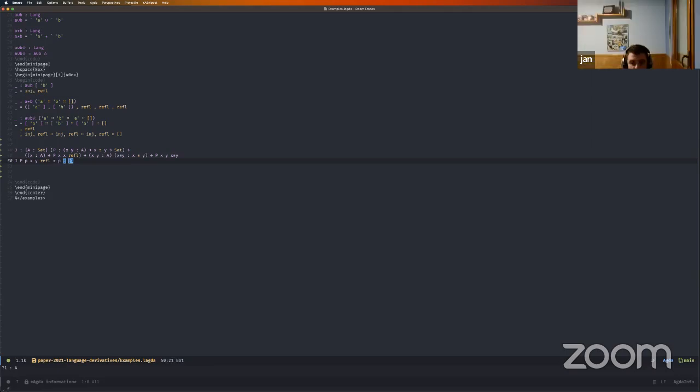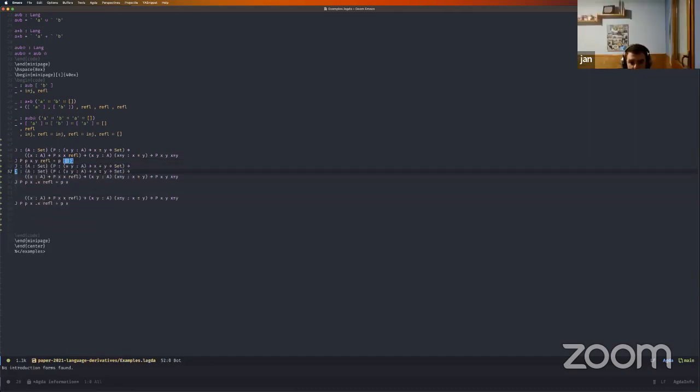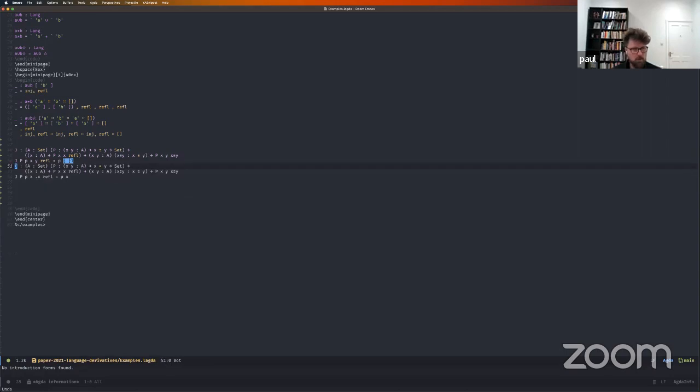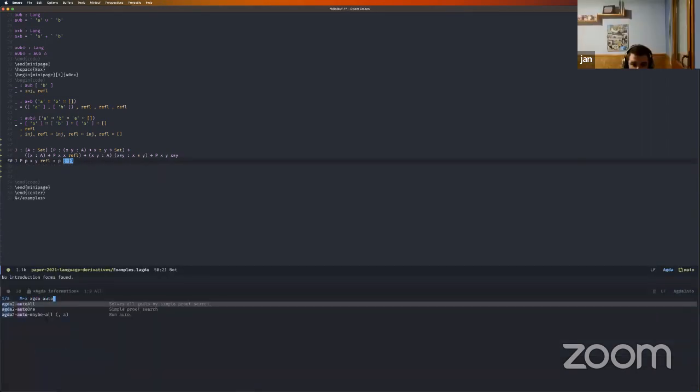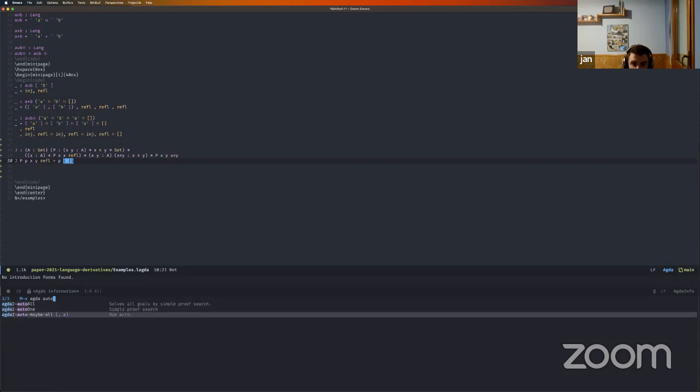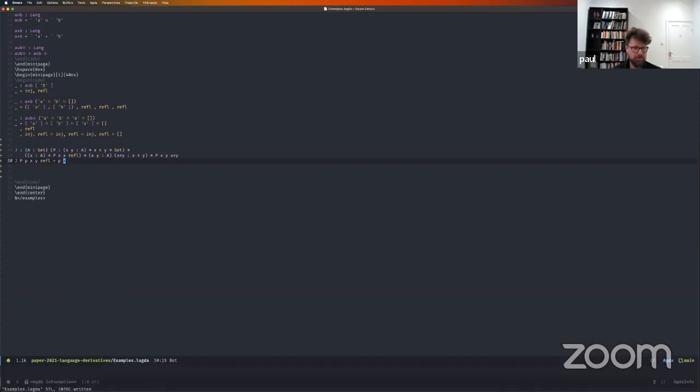And I was hoping it was going to figure out that x is equal to y. Well, you can try. Let's try Agda auto. Maybe it does something. Auto. This one. Yeah. Okay.